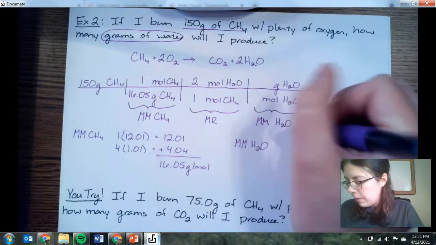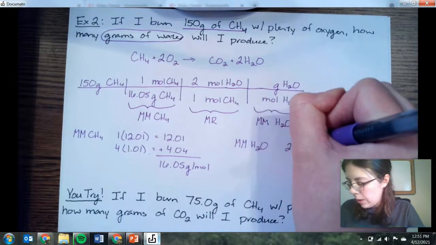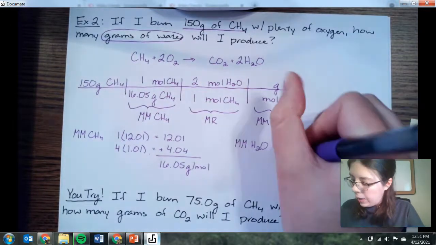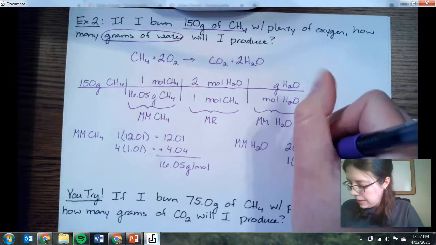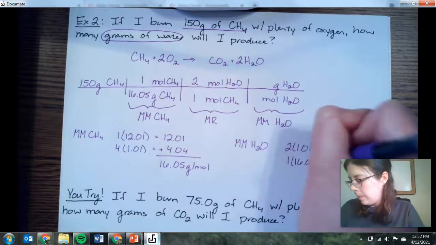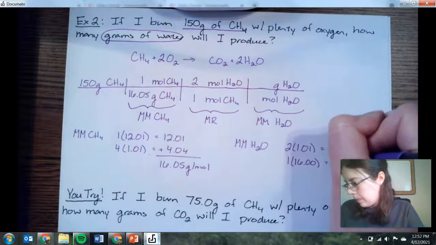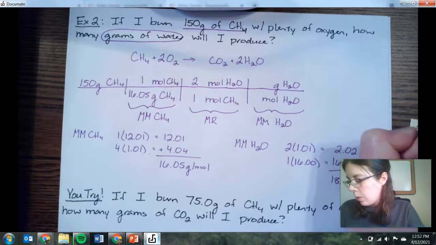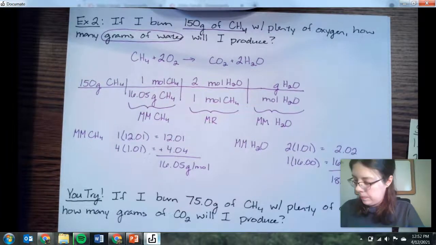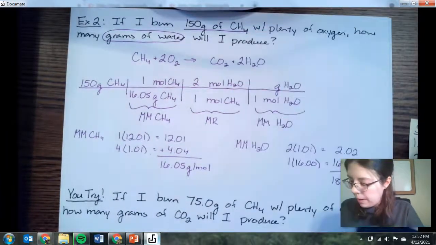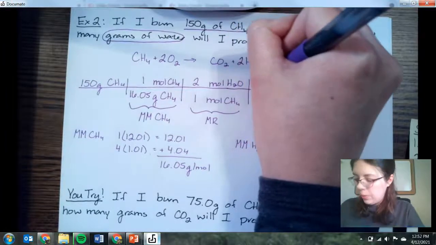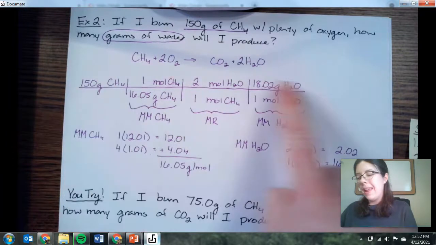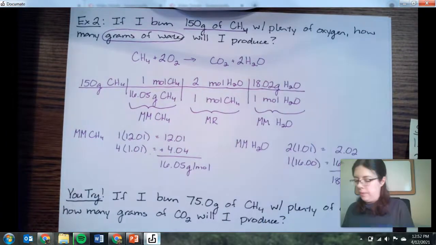Okay, so I know I have 2 hydrogens, so 2 times 1.01. And I have 1 oxygen, so that is going to be 16.00. If I add those up, I get 18.02 grams per mole. So 1 goes on the bottom, 18.02 goes up on top. Okay, so remember, numbers on top I multiply, numbers on the bottom I divide.